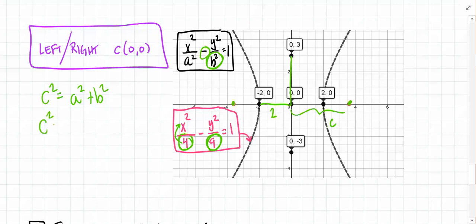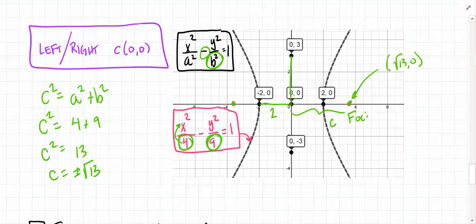So C squared has to be A squared, which in this case was 4, plus B squared, which in this case was 9. So C squared has to be 13. So C has to be plus or minus the square root of 13. So I can easily find the location of these focal points. So that focal point is going to be located at the square root of 13 comma 0. And this focal point will be at the point negative square root of 13 comma 0. Okay, so there's A, B, and C.